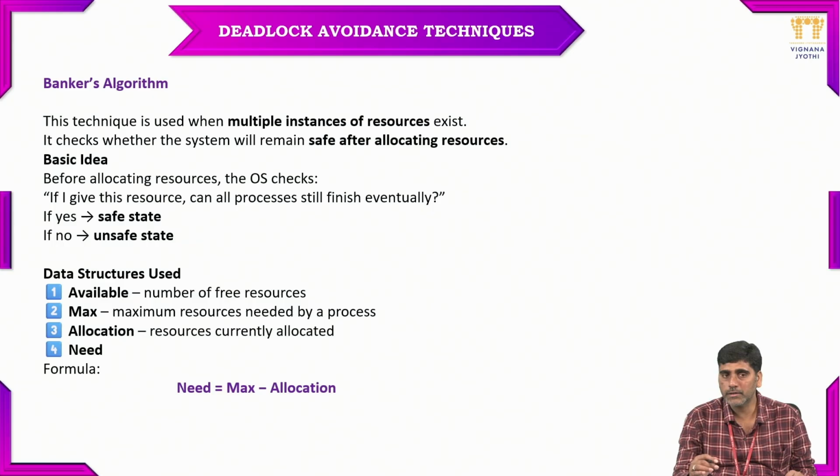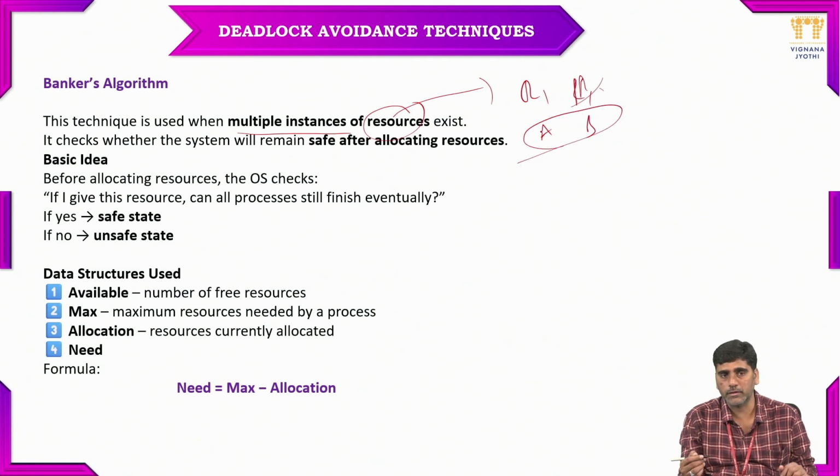And the second one is Banker's algorithm. This technique is used when there are multiple instances. We already said that the resource allocation graph is only for single instances of a resource, but Banker's algorithm is for when multiple instances of the resource exist. Each resource has multiple instances, like R1A, R1B, R2A, R2B. It checks whether the system will remain safe after allocating resources or not. First it identifies the need matrix, then it checks whether the process is in a safe state or not.